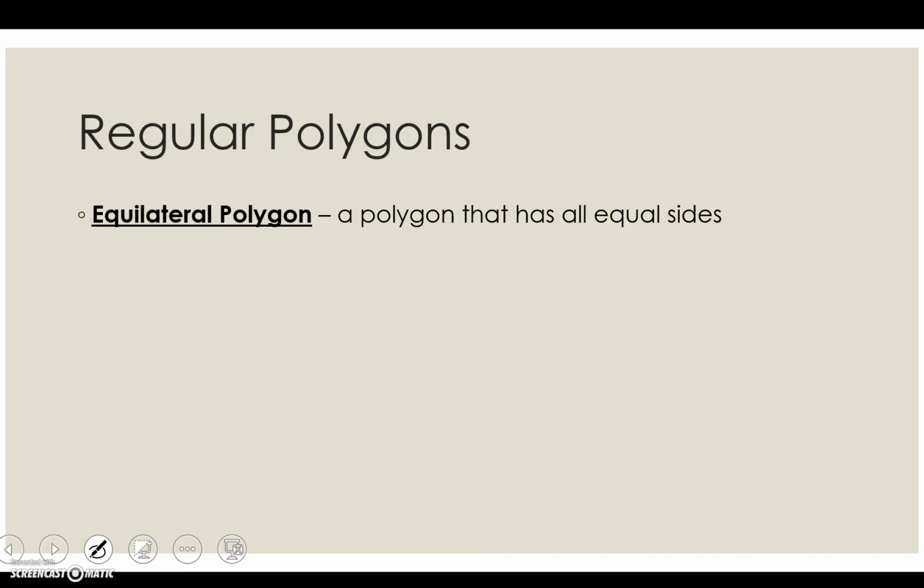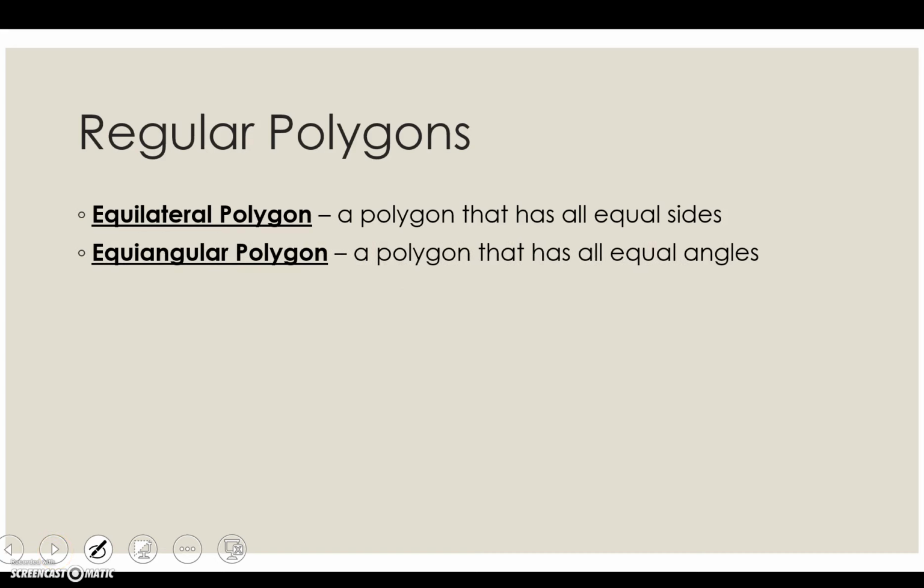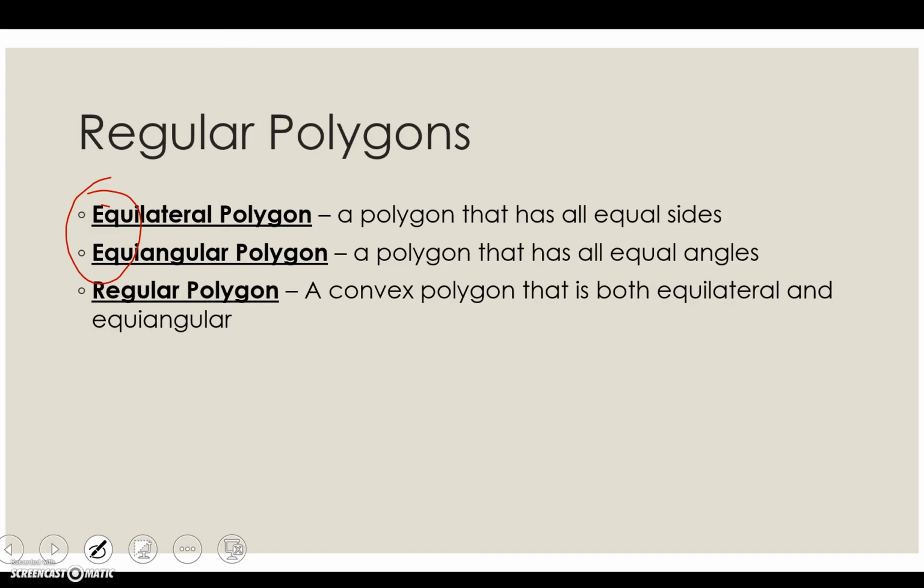Finally, we're talking about regular polygons. We know 2 things. An equilateral polygon is a polygon that has all equal sides. You may have heard of an equilateral triangle, so equilateral polygon extends beyond just triangles. The other type is equiangular. So again, we have this equi, meaning the same, and then lateral versus angular. So this means we have equal angles in here, a polygon that has all equal angles. If we have a combination of being equilateral and equiangular, we have ourselves a regular polygon. Again, this has to be a convex polygon that's both equilateral and equiangular.